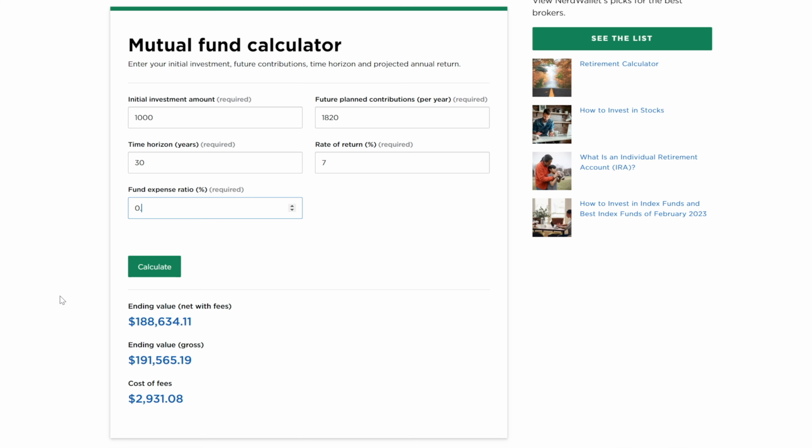Next, we'll look at the VTSAX, which is the total index fund from Vanguard. That's got a 0.04, which is just extremely cheap. Then we calculate that out and we see here that we've got a very low cost of fees, the lowest out of all these that we're looking at today. So this is definitely worth considering.